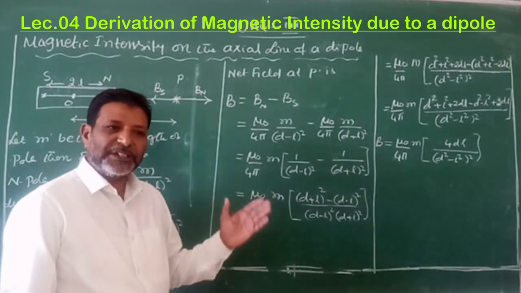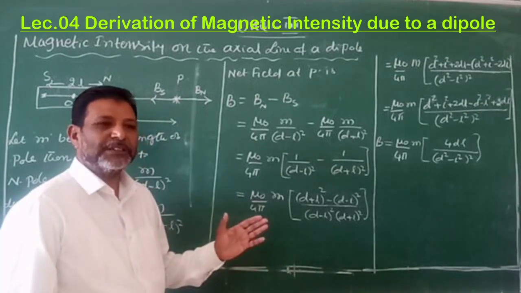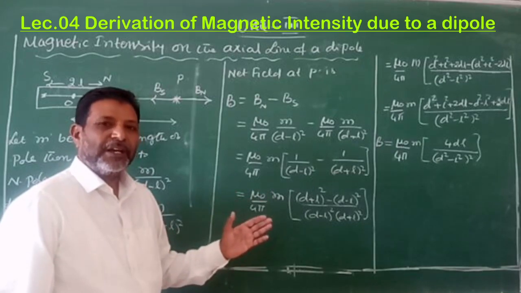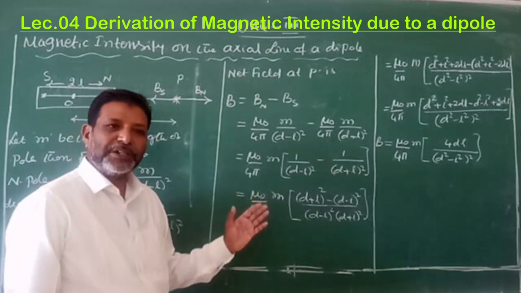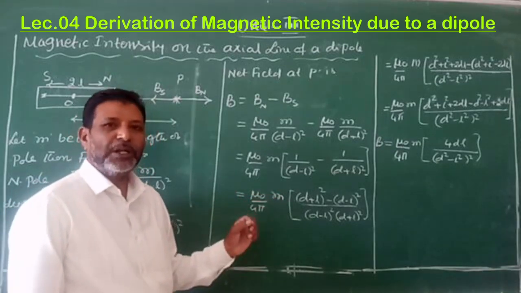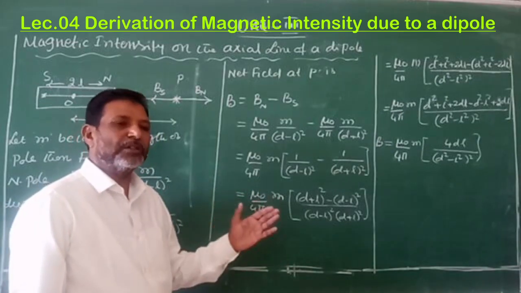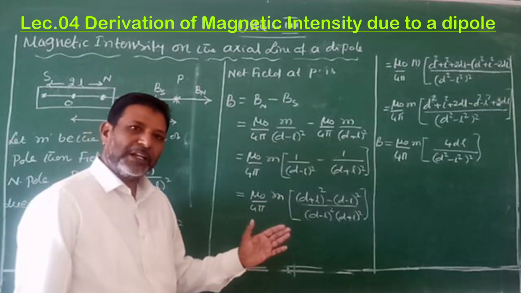Then the basic definitions, and in some cases some important formulas, like the magnetic intensity at any point due to a magnetic pole. The next is the definition of the magnetic potential. All those points we have discussed in the last class.